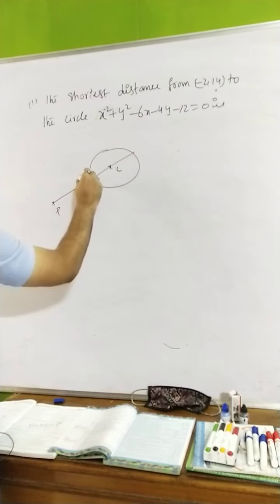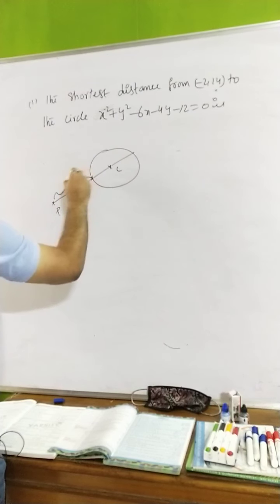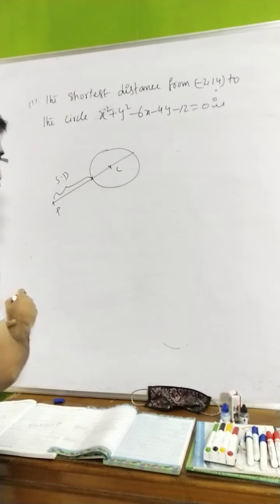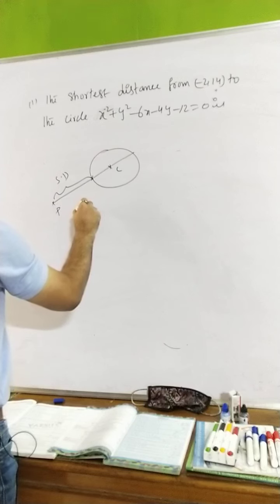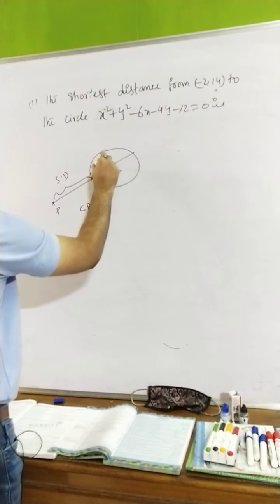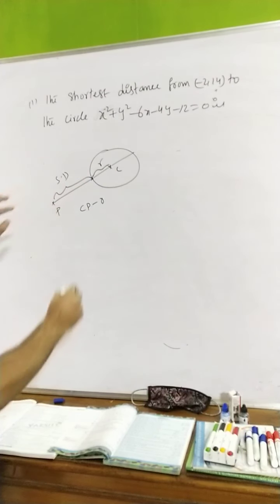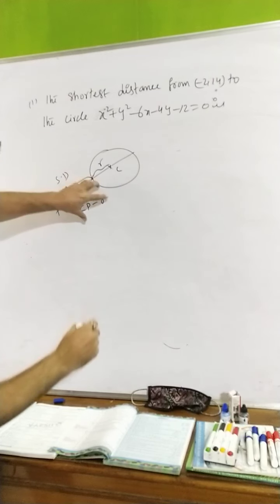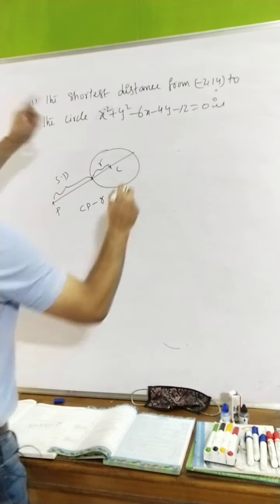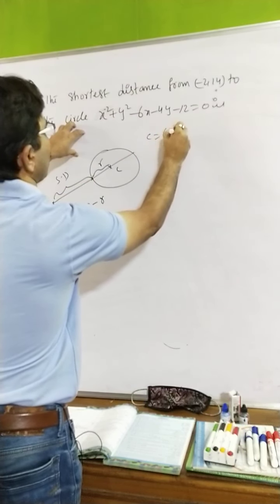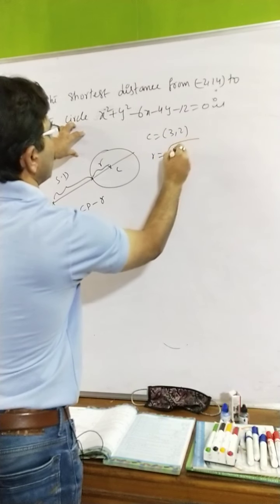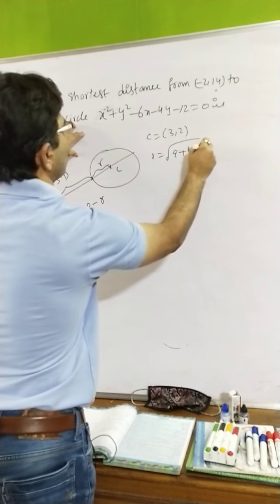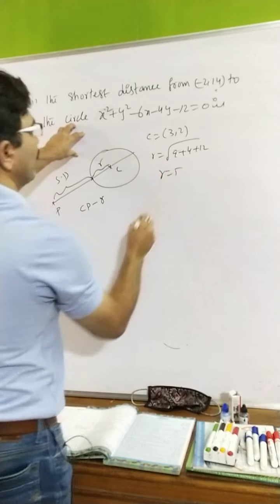This is CP, this is the point, you see here. This distance is called the shortest distance. What is that? CP minus R. If you do CP minus R, this is called the shortest distance. Now here the center is (3, 2). Radius is the square root of 9 plus 4 plus 12, that means the radius is 5 we are getting.